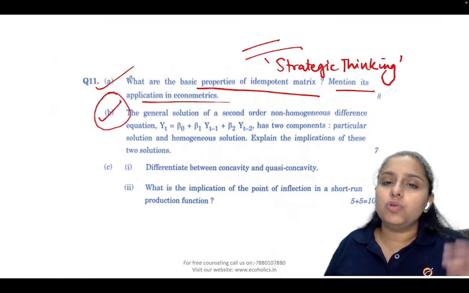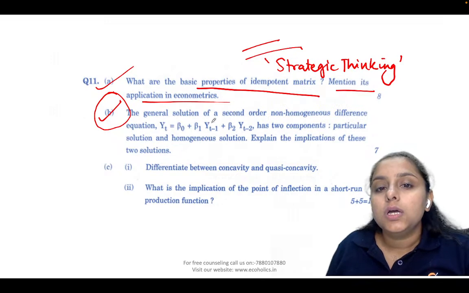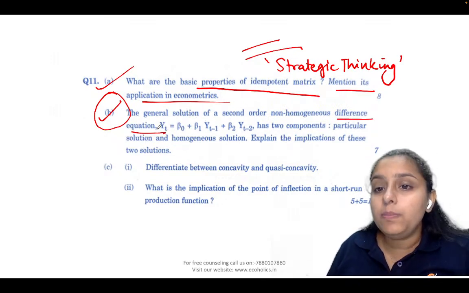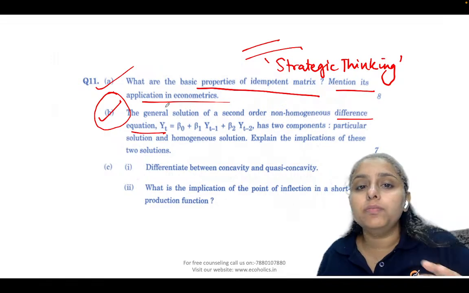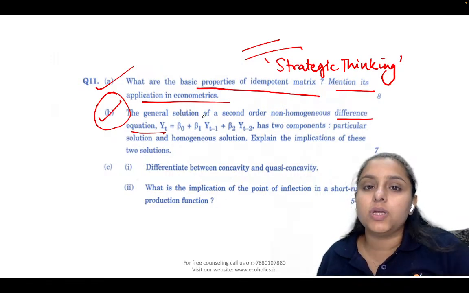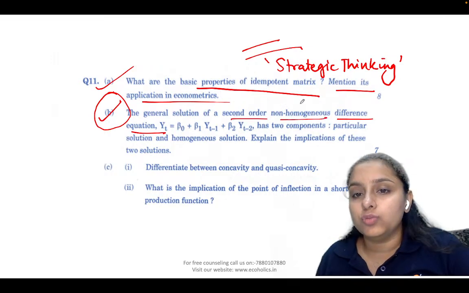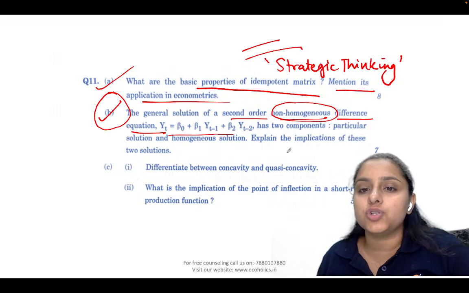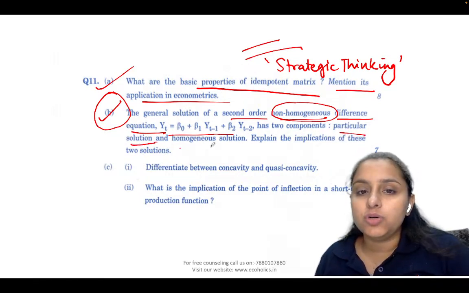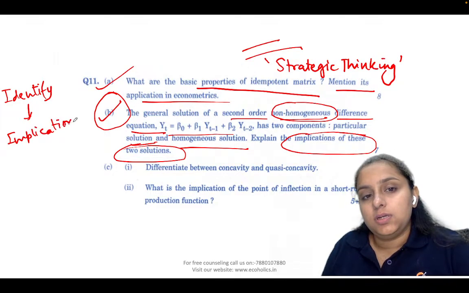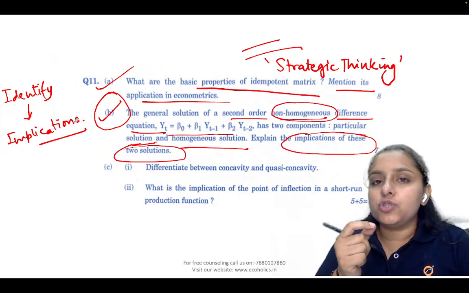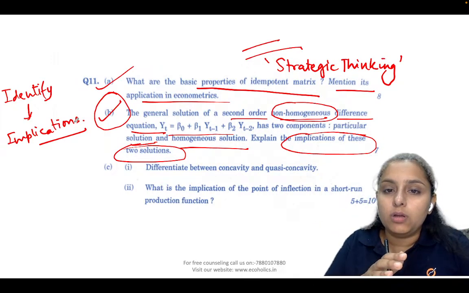Now this part B question was a little different. Why was it different? Because it comes from a difference equation, which was not properly a part of the IES syllabus. So why have they asked it? They are also mentioning the required details: we have a second order non-homogeneous difference equation, which has two components, a particular solution and a homogeneous solution. Explain the implications of these two solutions. First you have to identify these solutions and then talk about their implications. This was a little tricky question, but if you pay a little attention and think about it, you will be able to do it.